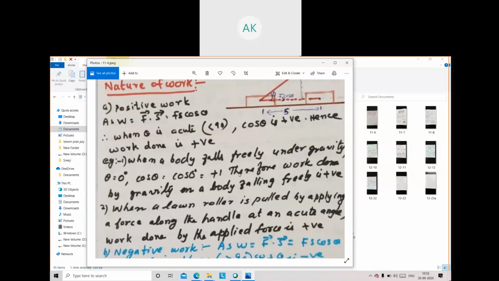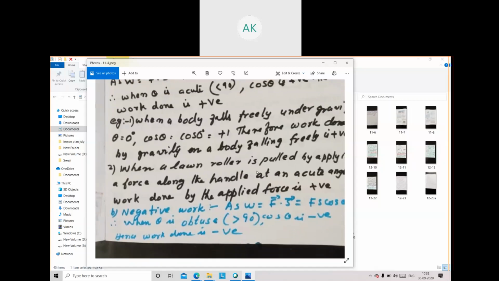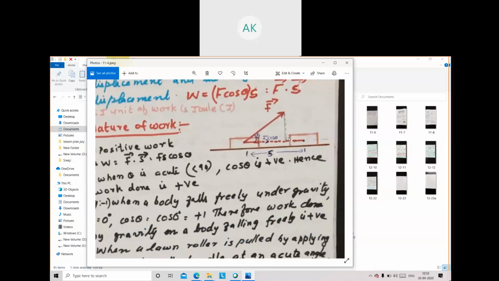Both displacement and force are in the same direction. Work done is positive. Another example: when a lawn roller is pulled by applying a force along the handle at an acute angle, work done by the applied force is positive. Acute angle, that case is what we have seen like this. Force is applied in this direction, displacement takes place in this direction, and here the angle is acute, therefore work done is positive.